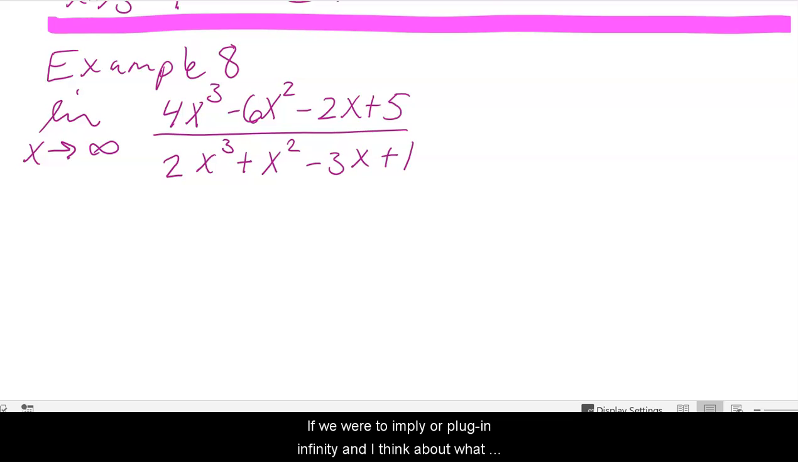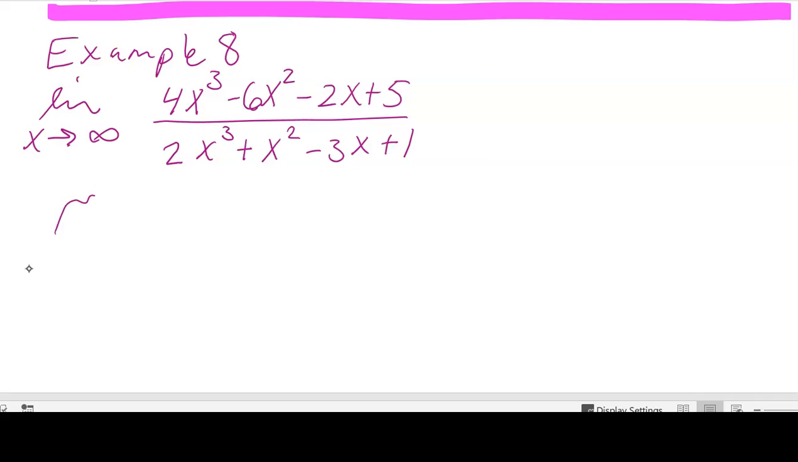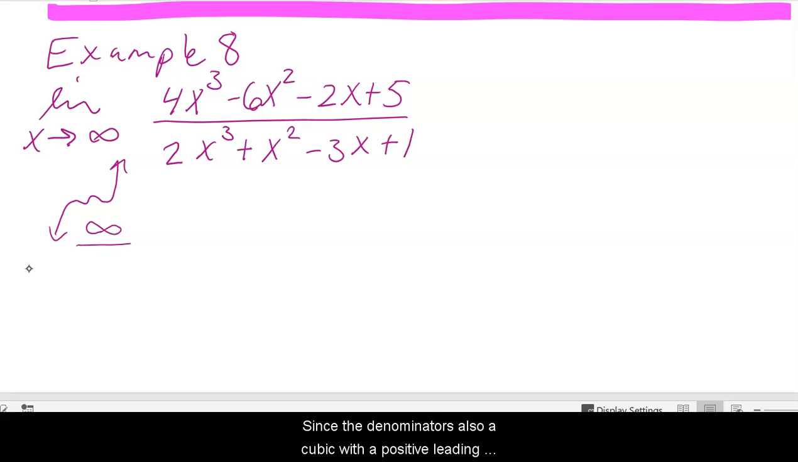If we were to plug in infinity, and I think about what a cubic looks like as it goes to infinity, I know that a cubic has a basic form that looks something like the following. It may wiggle in the middle, but then it goes up since my leading coefficient is positive. This means as x goes to infinity, the numerator is also going to infinity. Since the denominator is also a cubic with a positive leading coefficient, it also goes to infinity. This is one of the basic indeterminate forms. This means I can directly apply L'Hopital's rule.